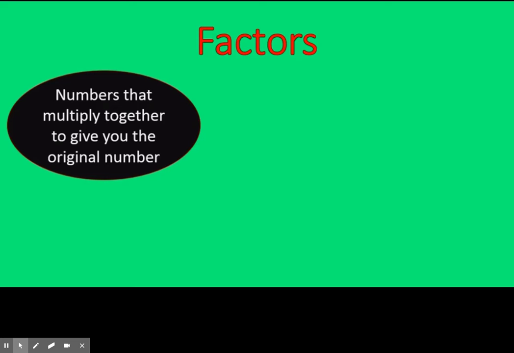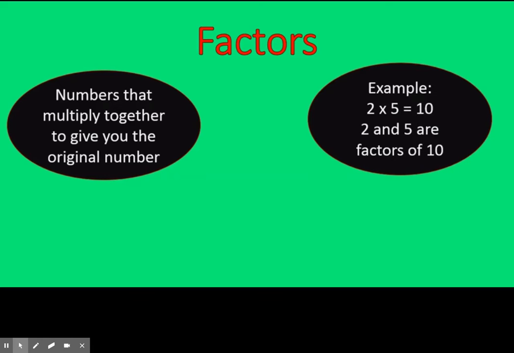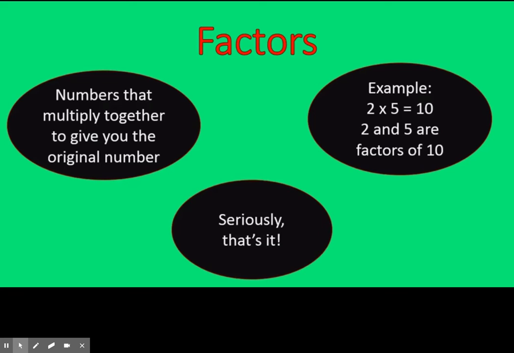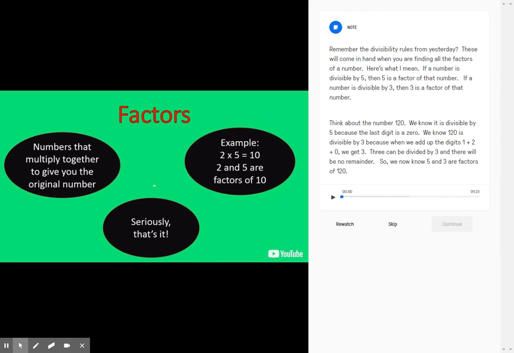A factor, these are numbers that you multiply together to give you the original number. Now that kind of sounds vague, so let me show you an example. 2 times 5 is 10. So 2 and 5 are factors of 10. They multiply together to give you 10. Seriously, that's it.